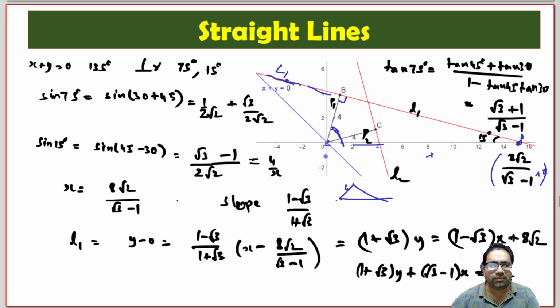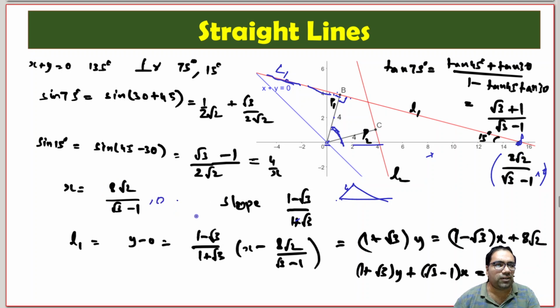We just found it out because the slope of this line is perpendicular to this line. This line's slope is 75 degrees. And we found the slope of this L1. So the L1 slope is 1 minus root 3 by 1 plus root 3. And L1 is going through this point, 8 root 2 by root 3 minus 1 comma 0.